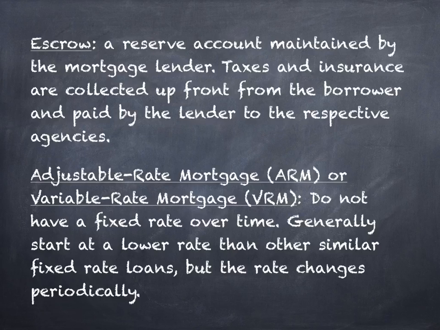The last thing we're going to do is I want to talk to you about another kind of mortgage, an adjustable rate mortgage. Sometimes you'll hear it called an ARM, A-R-M, or variable rate mortgage, a VRM. ARM is a little bit more of a common acronym. What these do is they do not have a fixed rate over time. Usually what happens is they start out at a lower rate and they have the ability to become a higher rate later.